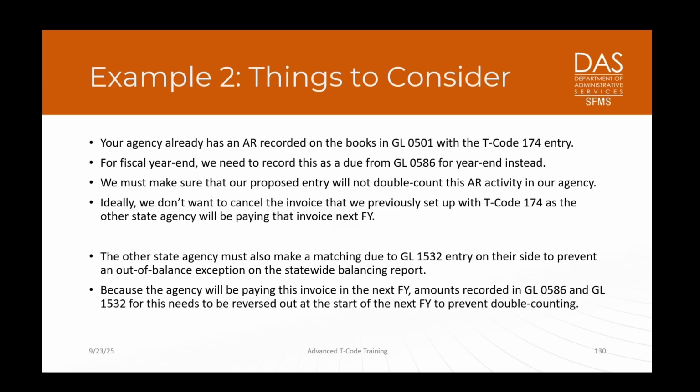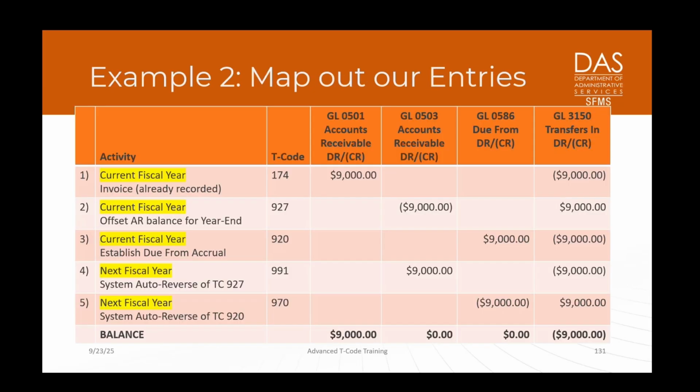We could cancel the invoice and reset it up the next year, but we really don't want to do that. We know the other agency is going to pay that invoice the next fiscal year. So we're looking to see what accrual options we have so we don't have to zero out the invoice and set it up again the next fiscal year. You'll need to coordinate with the other state agency as well to make sure that they have the matching GL 1532 entry.